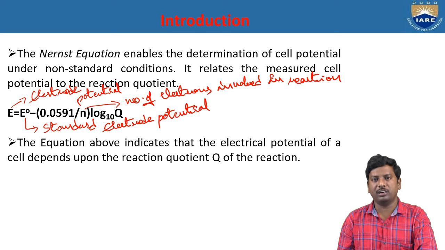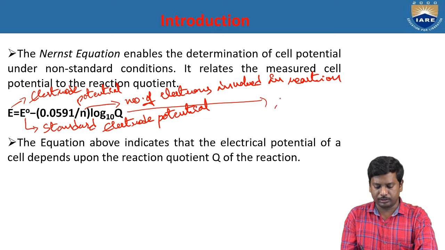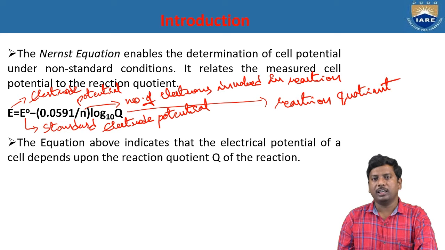That may be either an oxidation or reduction reaction. Oxidation is nothing but loss of electrons, and reduction is nothing but gain of electrons. So with respect to the reaction, we should consider the value of n. And finally, Q means reaction coefficient. The reaction coefficient is like an equilibrium expression of the reaction, the ratio between the concentration of products and the concentration of reactants. The equation indicates that the electrical potential of a cell depends upon the reaction coefficient of the reaction.